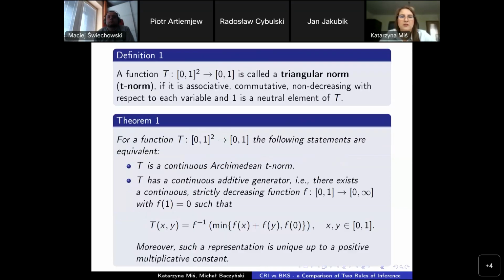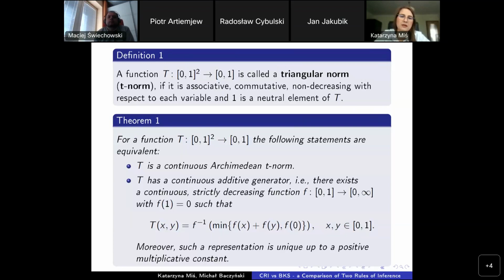So now some theoretical background for this, because as I said, I mentioned T norms, or triangle norms. This is a function which is a generalization of conjunctions. So this is a function which is associative, commutative. It is not decreasing, or we can say increasing, with respect to each variable, and it has a neutral element 1.